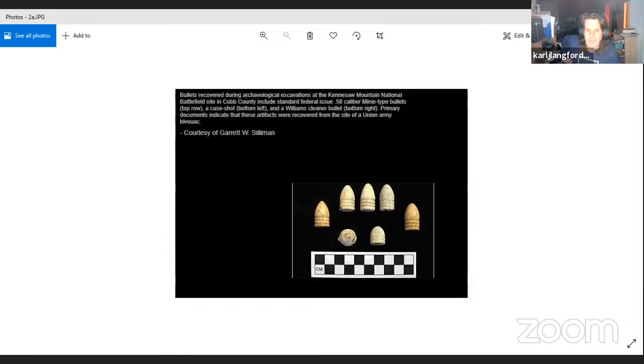So Kennesaw Mountain itself, the Battle of Kennesaw Mountain, was part of the Atlanta Campaign, which is what Gone with the Wind is all about. It was a battle that involved over 16,000 combatants on the Union side and nearly 18,000 on the Confederate side. The Union losses were around 3,000 and Confederate losses were around 1,000.